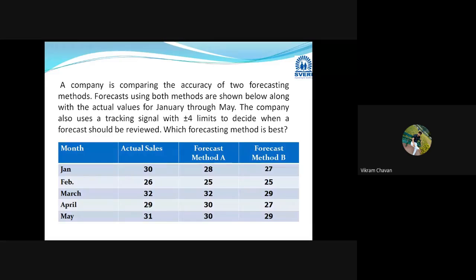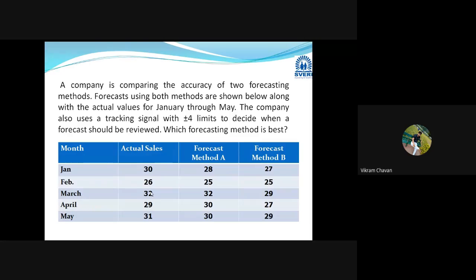So prepare one table like this, or if you want to write the values, write them in this manner. For the January month, actual sale is 30 unit, and by using the first forecasting method, method A, the forecasted value for January was 28 unit. By using method B, the forecasted value for January is 27. In the same manner, for February, actual sale is 26. Forecasted value for February was 25 by using method A, and by using method B, forecasted value was 25.